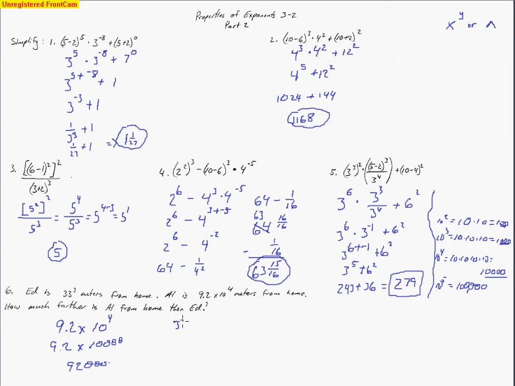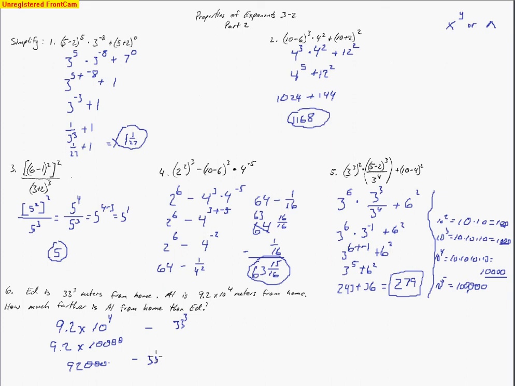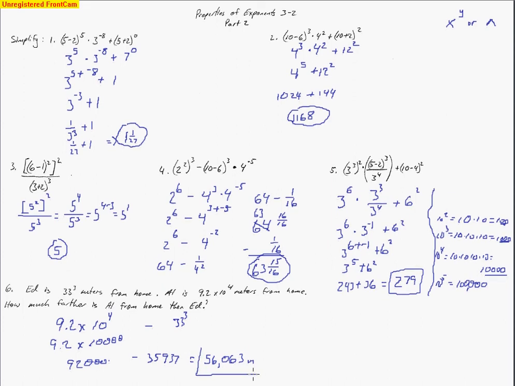Now let's figure Ed. He's 33 to the third power. Here's where I'd want to use that calculator. So let's type in 33 to the third power. 35,937. So let's write that number in here. 35,937. And now I need to subtract those two numbers. Make sure you borrow when you do that, and you end up with 56,063 meters. That difference is how much further Al is than Ed.